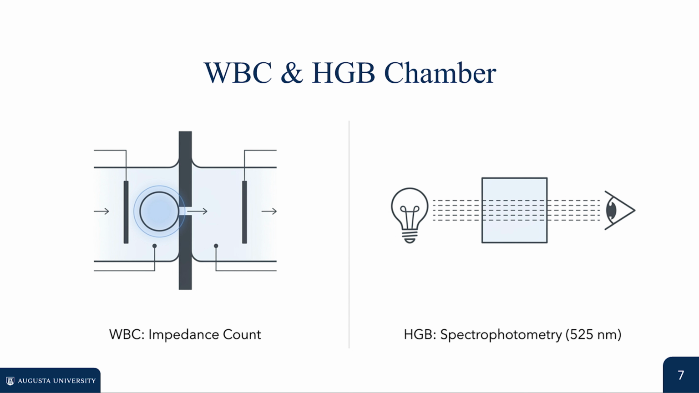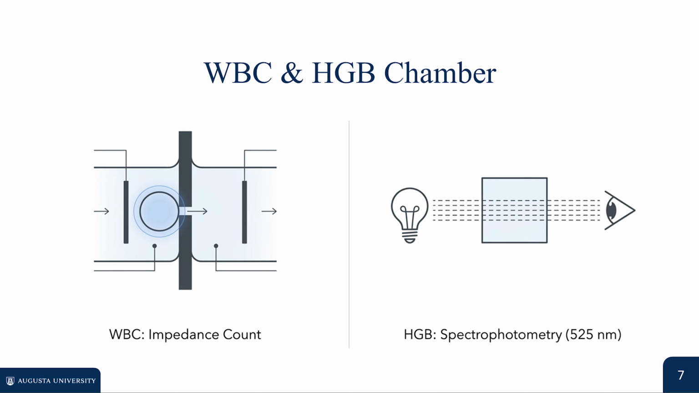In the dedicated WBC and hemoglobin chamber, the lytic reagent strips erythrocyte membranes and shrinks leukocyte cytoplasm, allowing white blood cells to be counted and sized via direct current impedance pulses. Particles registering above approximately 30 femtoliters are enumerated as white blood cells.